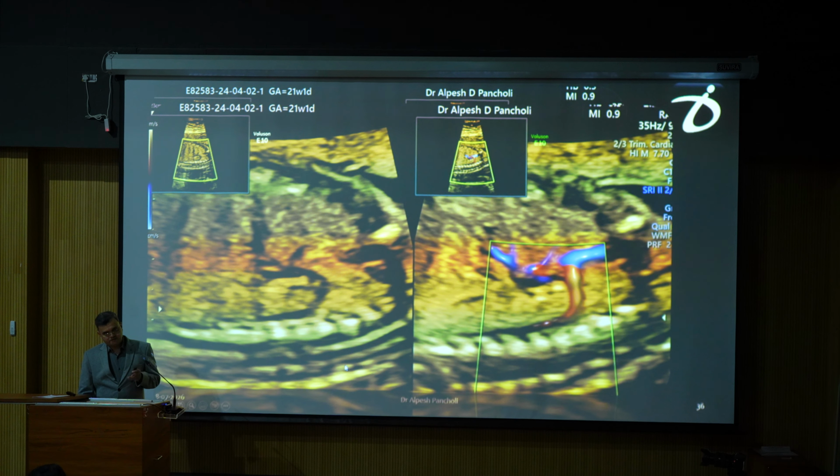Remember, this is a practical point. Right subclavian artery and the left brachiocephalic vein have the same color. If it is reversed, there is only one diagnosis, that is absent right SVC.